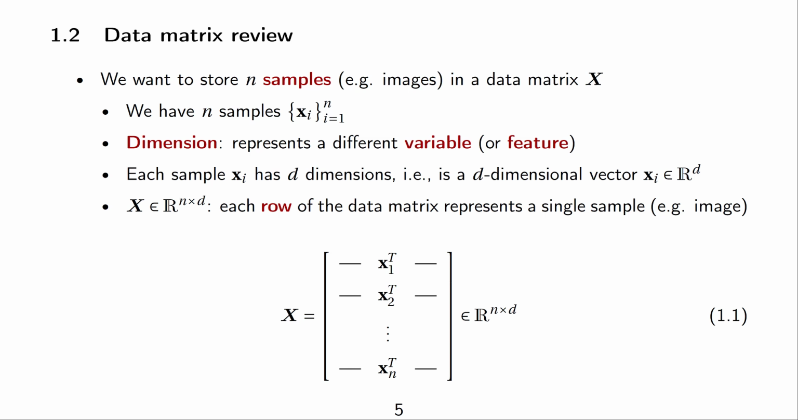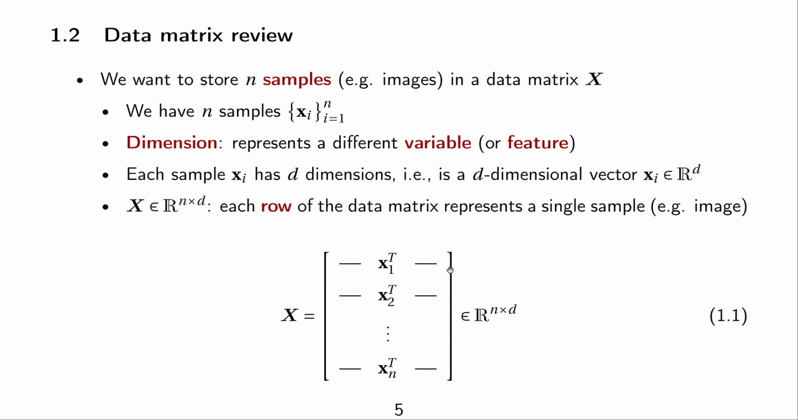So let's look at this data matrix below. We say this data matrix X has as many rows as we have samples, or as many rows as we have images, for example, and then within each row we have one sample. For example, the first image will be stretched across the first row, as here.